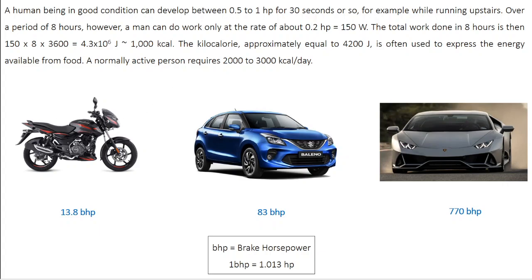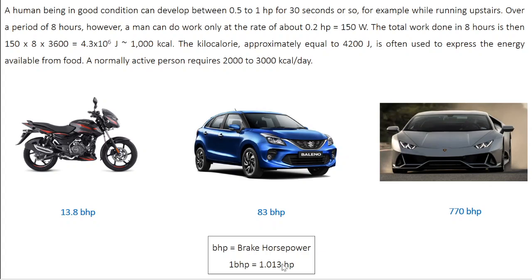And the power values are also very important when it comes to vehicles. For example, if you take a 150cc bike like Pulsar 150cc, you will find that the power delivery is around 13.8 bhp. Now bhp is another unit of power, a more popular unit I would say, and this is known as brake horsepower, which is almost same as the horsepower. 1 bhp equal to 1.013 horsepower.